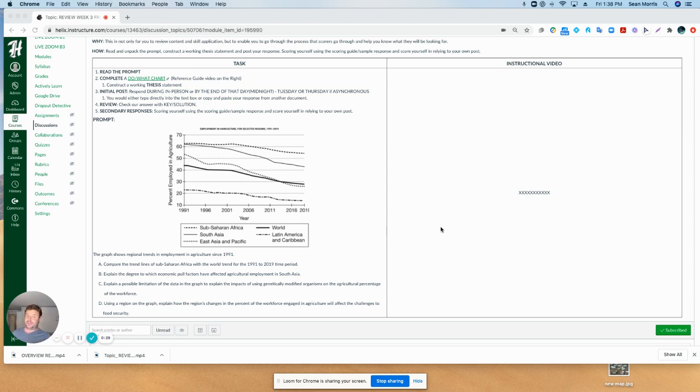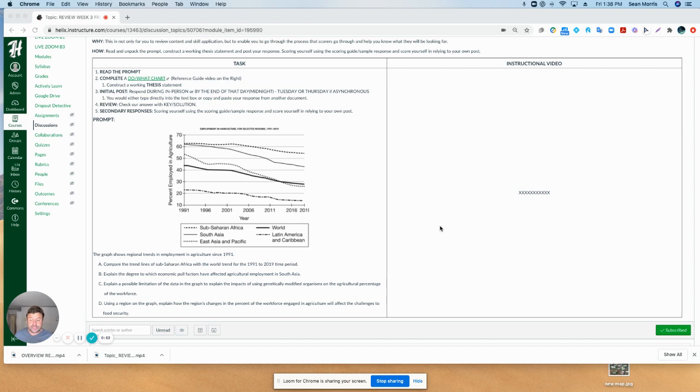I'm just thinking of what they're going to be asking, right? So let's look. Compare the trend lines in sub-Saharan Africa with the world trend line. Okay. So what's the same? What's similar? What's different about it, right? Is it an outlier or is it with the trend? And by outlier, it doesn't mean it has to be completely different. It just means it could be slightly above or below what the trend looks like, right?